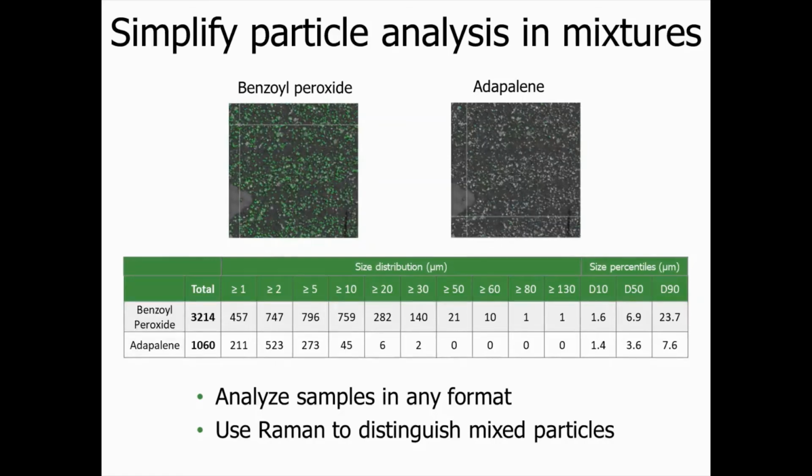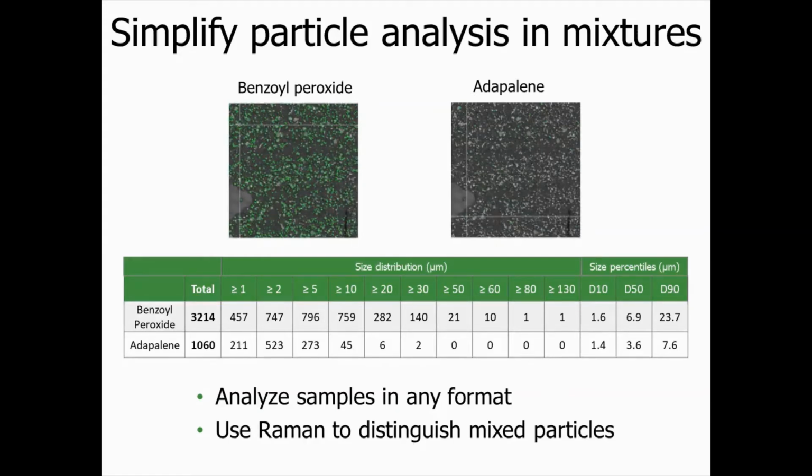Using Raman spectroscopy combined with image analysis for size distribution, we can get distinct API size distributions from the 2 different APIs of similar size and shape in this mixed sample. In this topical cream, about 3 times more benzoyl peroxide particles were found than adapalene particles, as can be seen in the table on this slide. We also get information about the size distribution of each particle type. For example, benzoyl peroxide has a D90 value of 23.7 micrometers, while the D90 value of adapalene is only 7.6 micrometers.